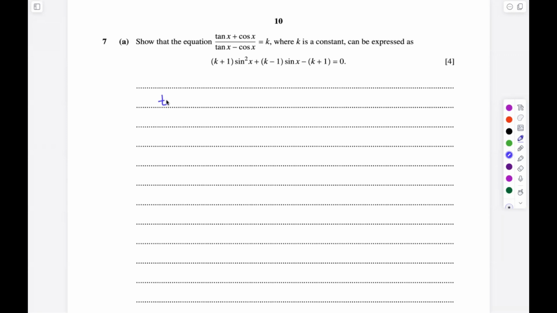So before we do that, we can first cross multiply. So this can be written as tan x + cos x equals k tan x − k cos x. So in place of tan, we can write sine upon cos, and I will just use S and C for sine and cos and T for tan. So this will become sin/cos + cos = k sin/cos − k cos.